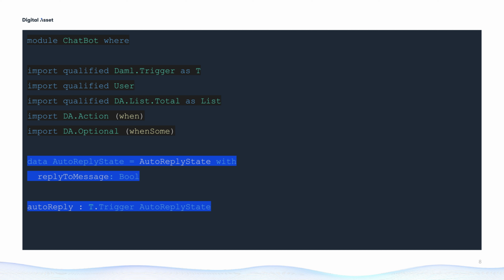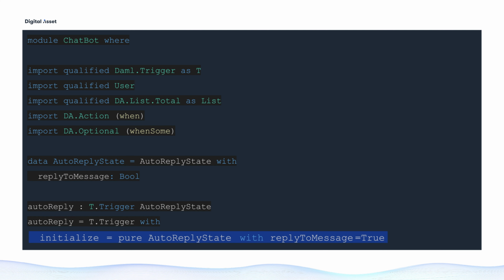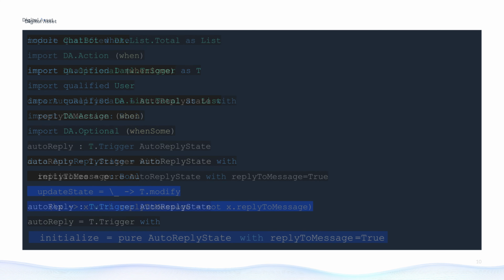We will name our trigger auto-reply. Since the type of the trigger state in the Daml record is named auto-reply state, the type declaration of the trigger variable is Trigger with auto-reply state. The initialize function sets the initial state of the trigger to an instance of auto-reply state record with the reply to message field value set to true.